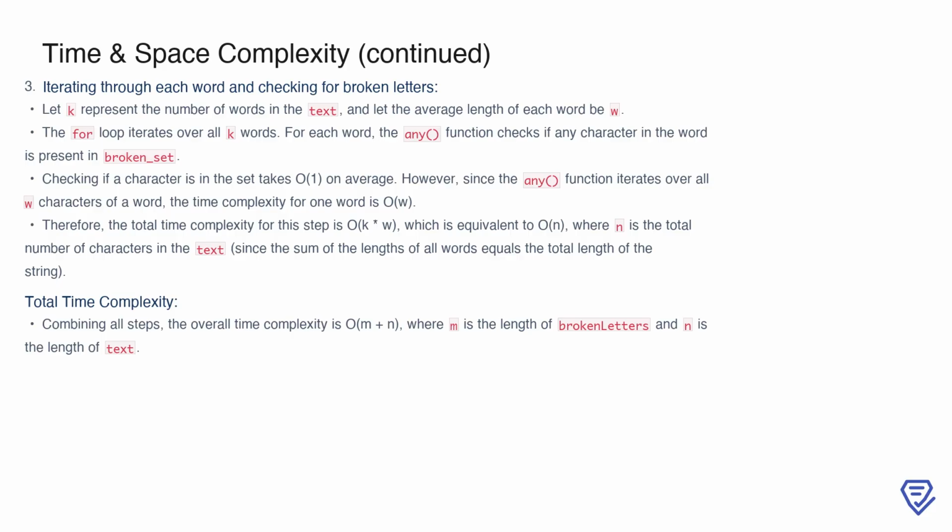Since the sum of the lengths of all words equals the total number of characters in text, or n, this simplifies to O(n). When you combine all the steps, the overall time complexity becomes O(m + n), where m is the length of broken letters and n is the length of text.